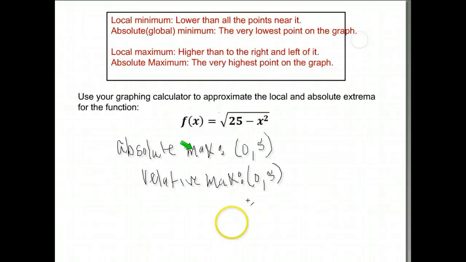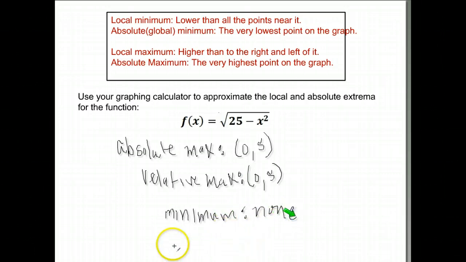So really, all we have here, we had an absolute and relative maximum at that point. For minimum points, there were none. There was no relative and there was no absolute.